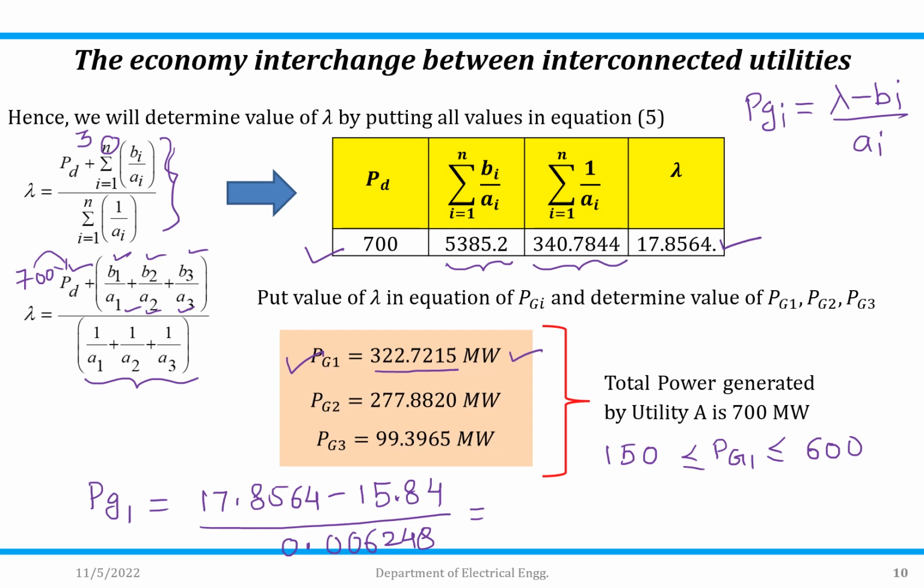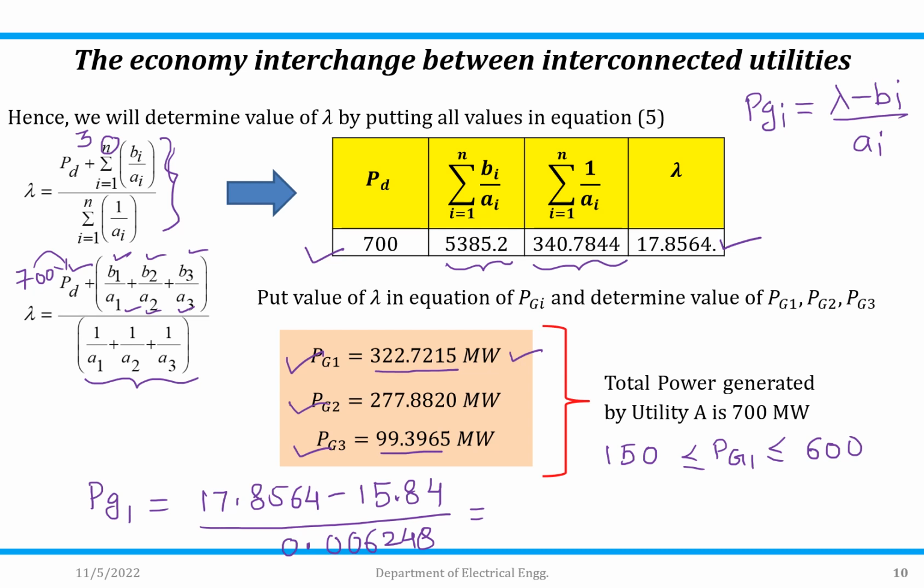If we get an answer which is more than 600, which is the upper limit of a generator, then we need to consider that the maximum generation will be 600 megawatt. Similarly, you just vary I equal to 2, B2, A2, you will get PG2, which is 277.8820, again lying within the inequality constraint given in the numerical. Then PG3 will be equal to 99.3965. So this is the generation by that particular generator.